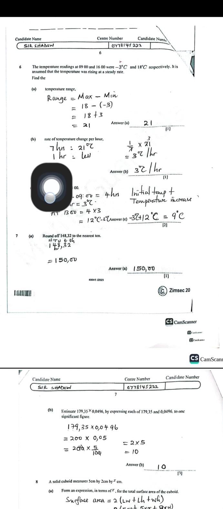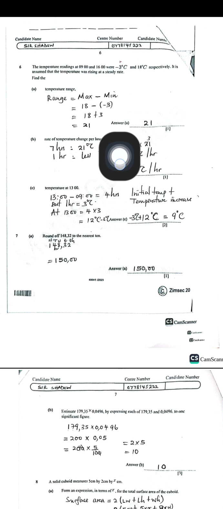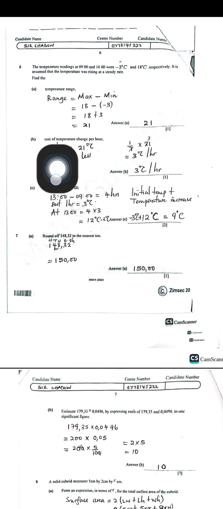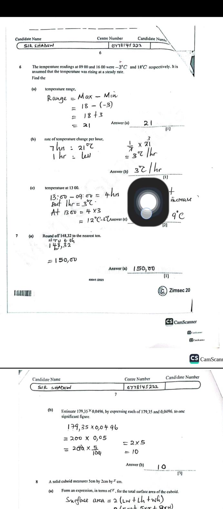What about 1 hour, which is less? If you go to a smaller number of hours, it becomes 1/7 multiplied by 21. So 7 into 21 is 3. 3 times 1, you get 3. So per hour, we have 3 degrees Celsius per hour. So the rate of temperature change per hour is 3 degrees Celsius.